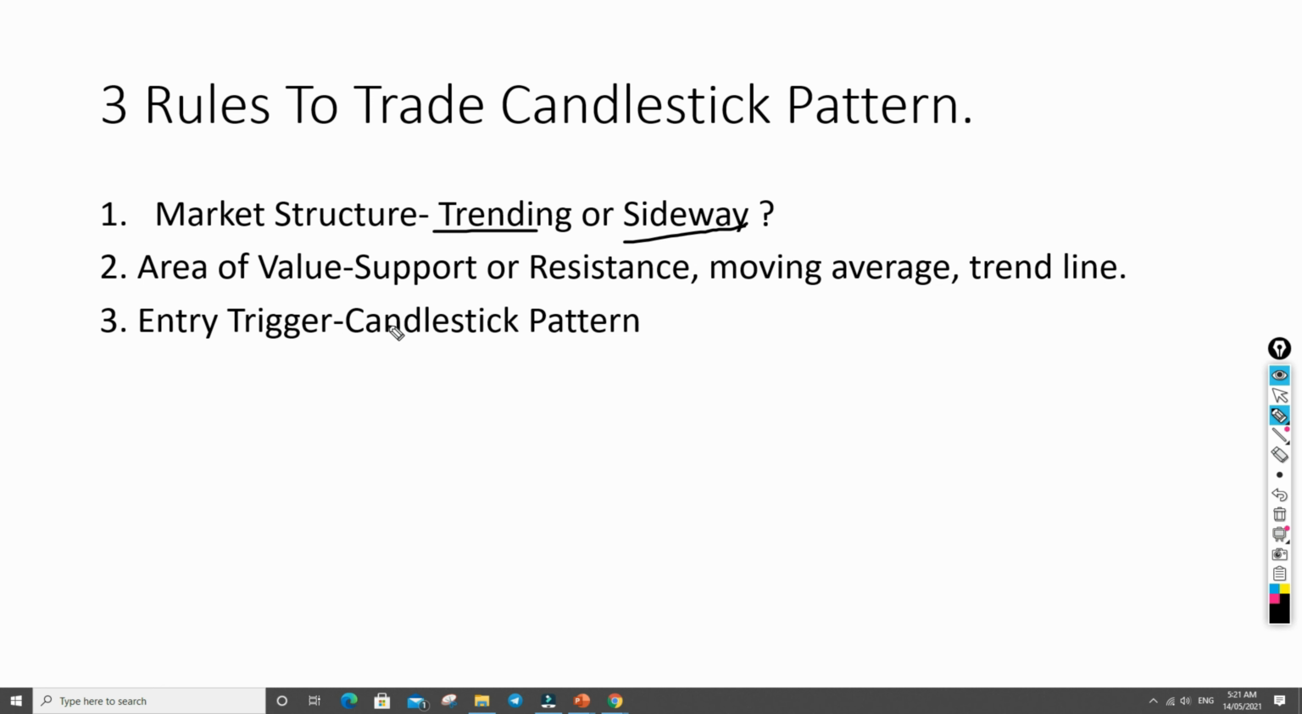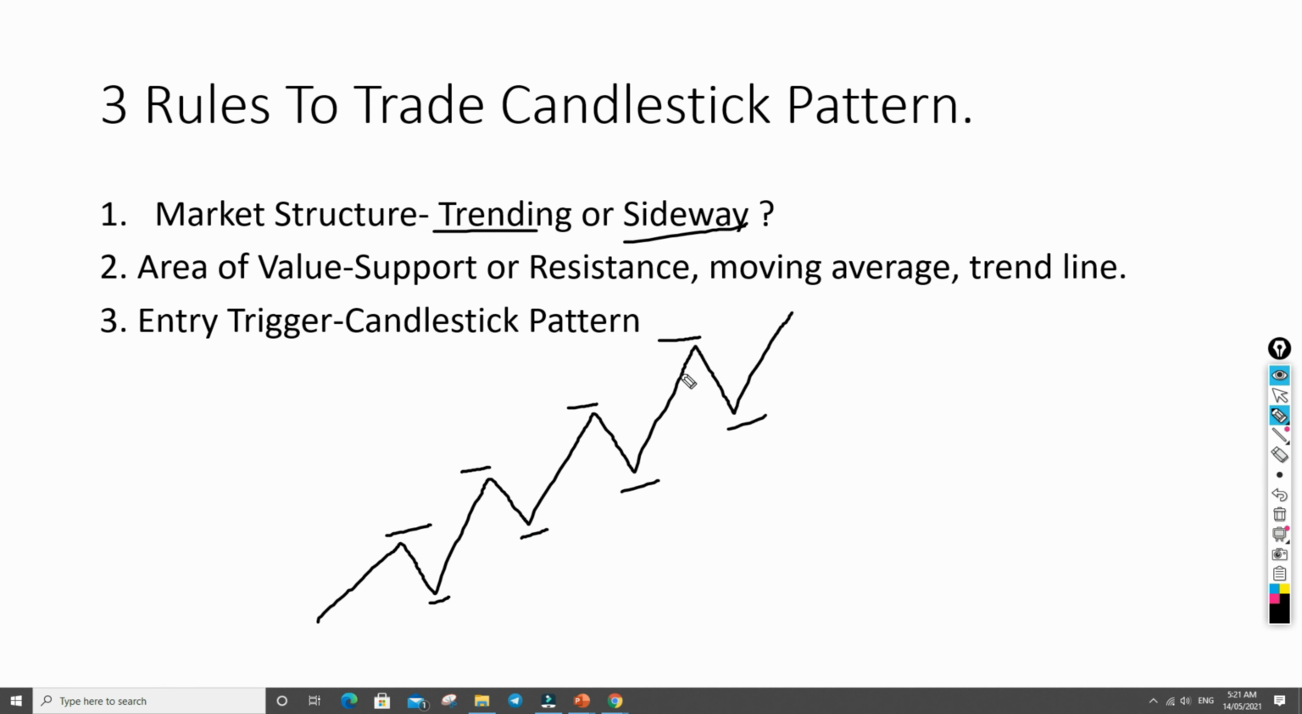Okay. The next rule that you have to apply is finding the area of value. So you have to find a support or resistance, or a moving average, or a trend line. For example, say you found that this market is trending up. You saw it is creating a new higher high and higher low, so that means it is in an uptrend. Now, the next thing to trade, you need to find the area of value.